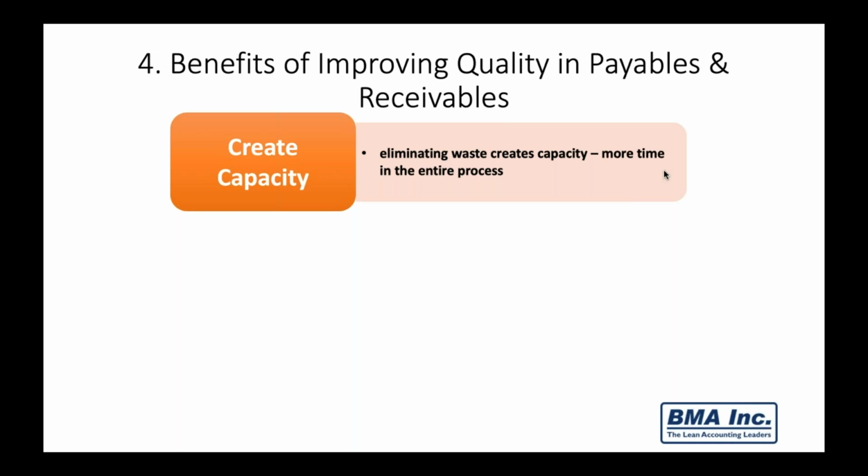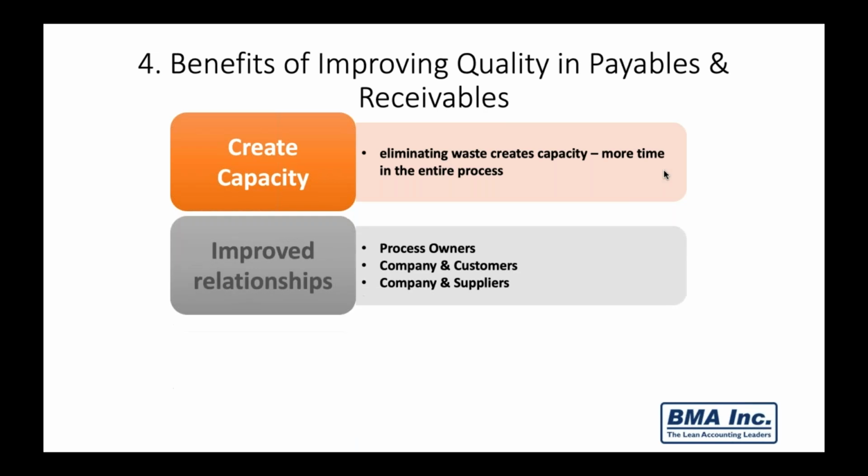You create capacity in the entire process, not just the accounting department, but the entire procure to pay or order to cash process. And you also will increase capacity for your customers and suppliers. That leads to improved relationships. The entire process, all the people that work in the process feel better. That story I told earlier about accounting and purchasing not liking each other, well, that goes away. Your relationships with your customers and your suppliers gets better.